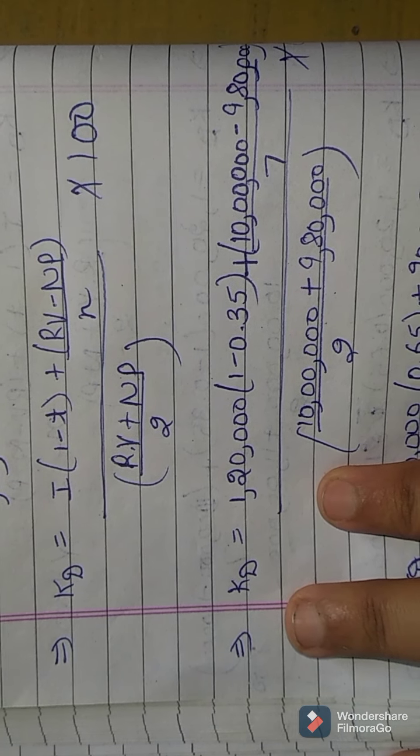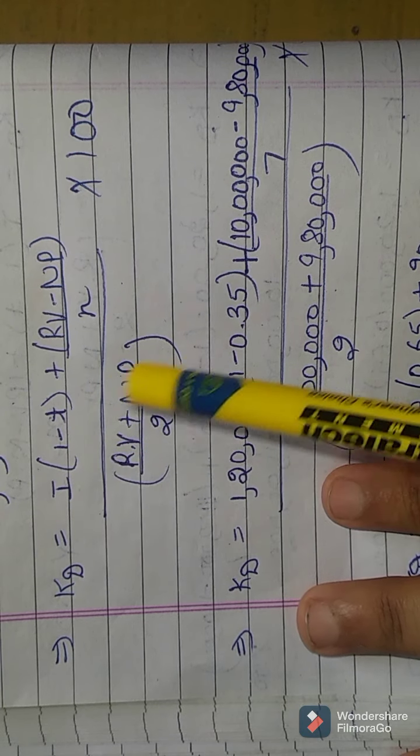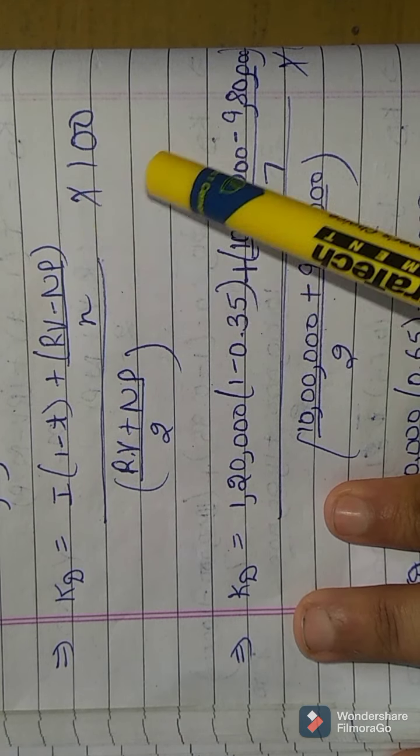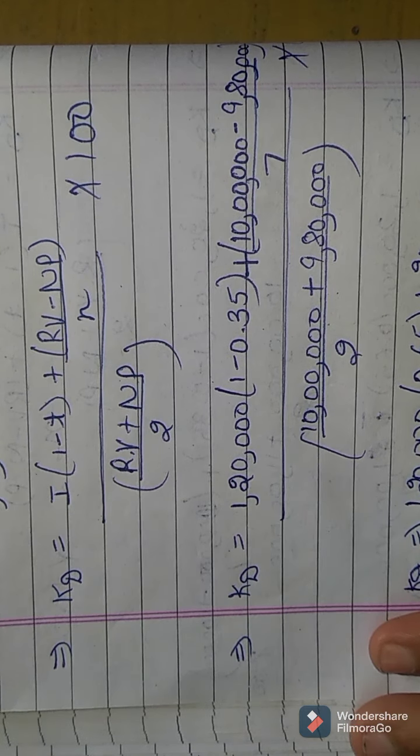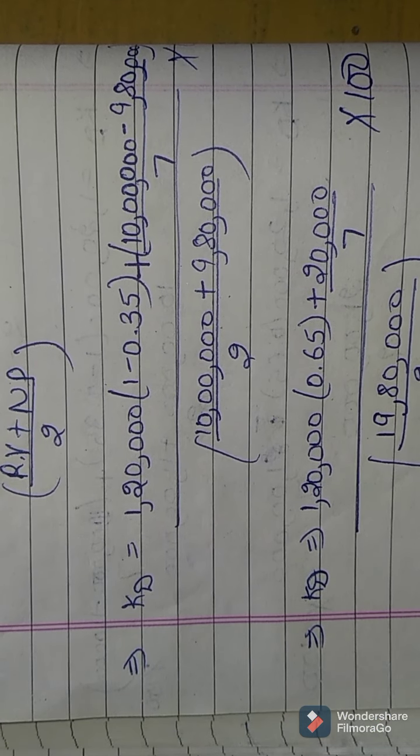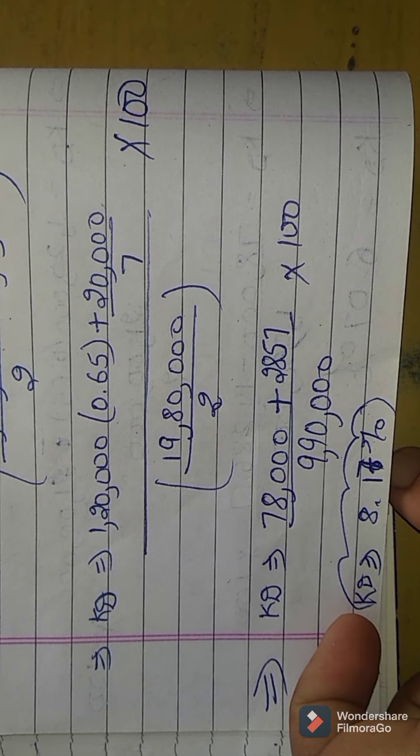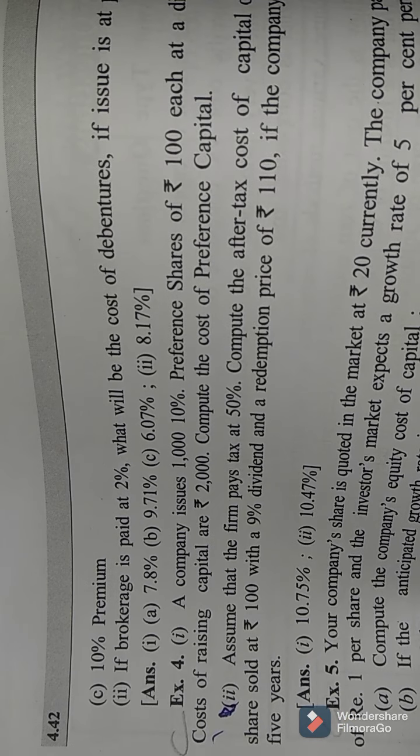Now we put this value in the formula. The only net proceeds value is changed, the rest of the values are the same. You can easily calculate it. You can see that. Now we get 8.17 as the answer.